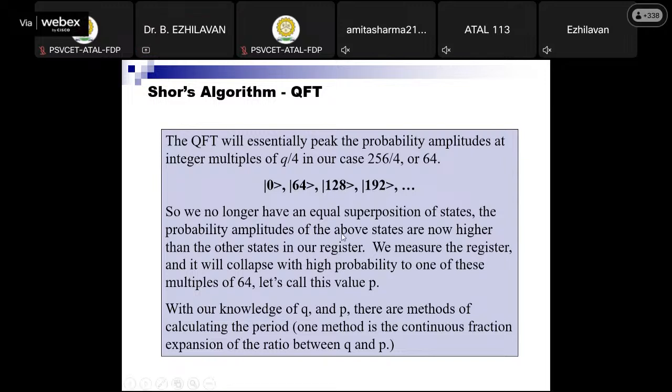So we no longer have a superposition of states. The probability amplitudes of the above states are now higher than other states in our register. So on collapse, we get with the highest probability one of these multiples, which will be of 64. Let's call the value P. With our knowledge of Q and P, there are methods of calculating the period. One is continued fraction expansion of the ratio between Q and P.